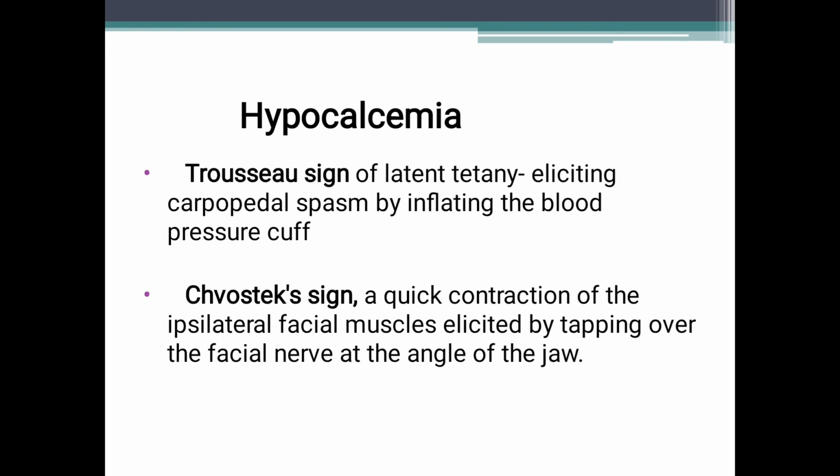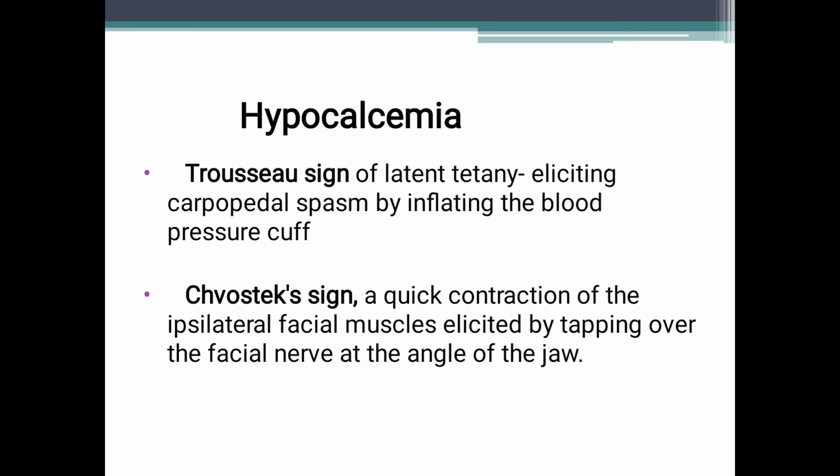In hypocalcemia, there are two signs: Trousseau's sign and Chvostek's sign. Trousseau's sign is a sign of latent tetany. It is done by eliciting the carpopedal spasm, which we saw in case 2 from the start. How do they check for latent tetany? By eliciting the carpopedal spasm. They will inflate the blood pressure cuff.